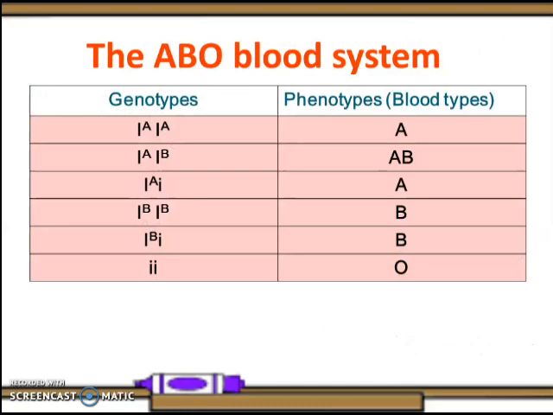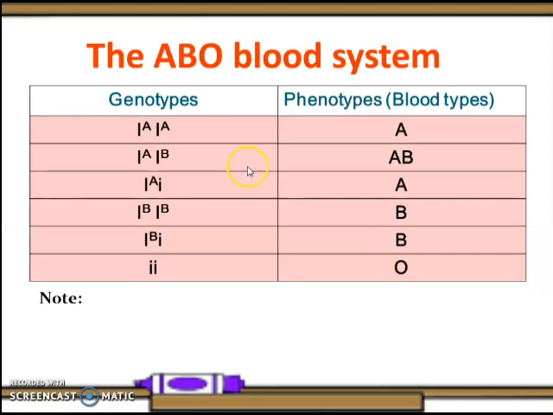Now let's have the ABO blood system. It is determined by the type of antigen present on the surface of red blood cells. Antigens are substances that are recognized by antibodies produced by the immune system.